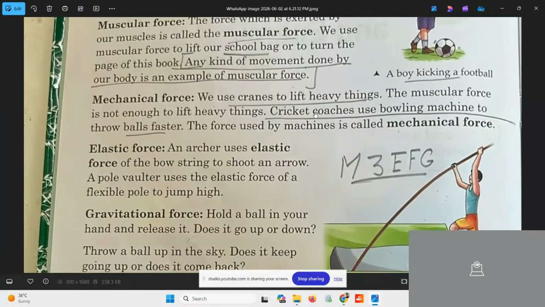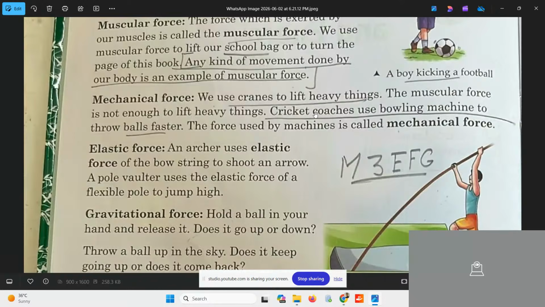Mechanical force. As the name suggests, it is about machines. The better word is machine. Simple machine, complex machine, it doesn't matter. It should be a machine.